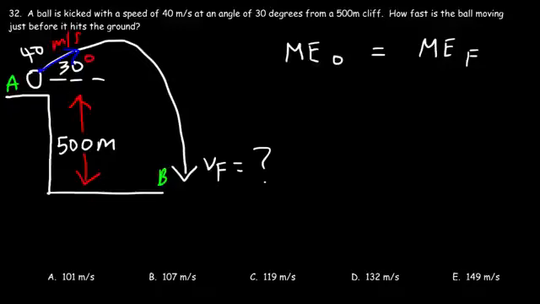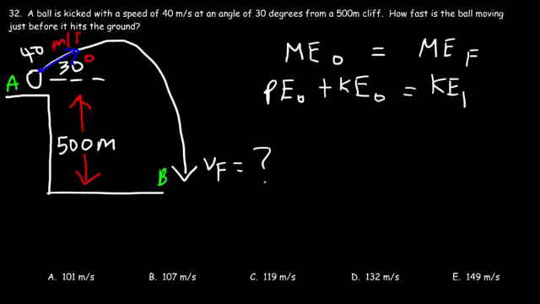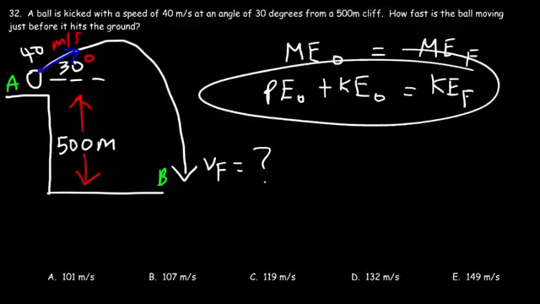Mechanical energy is the sum of the kinetic and potential energies. So at point A, we have potential energy and kinetic energy. Now at point B, we only have kinetic energy. The final potential energy at point B is 0 because at that point it reached ground level. So this is the equation that we need to calculate the final speed.